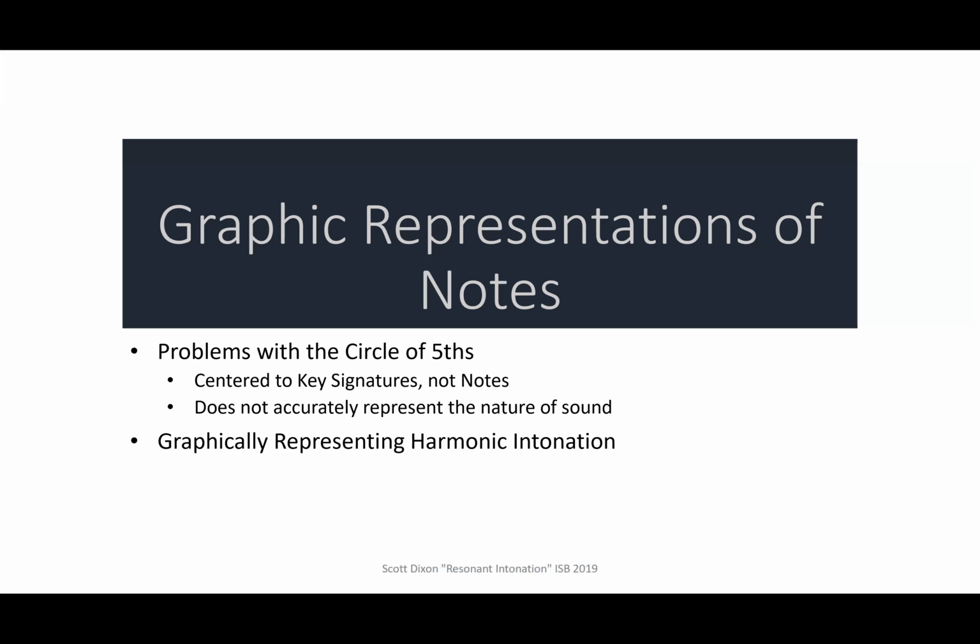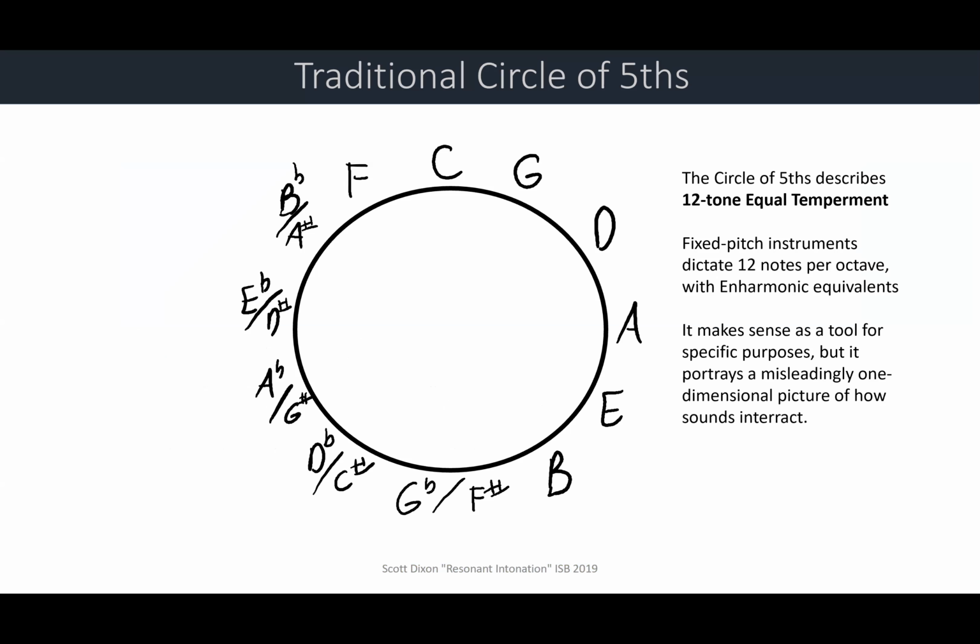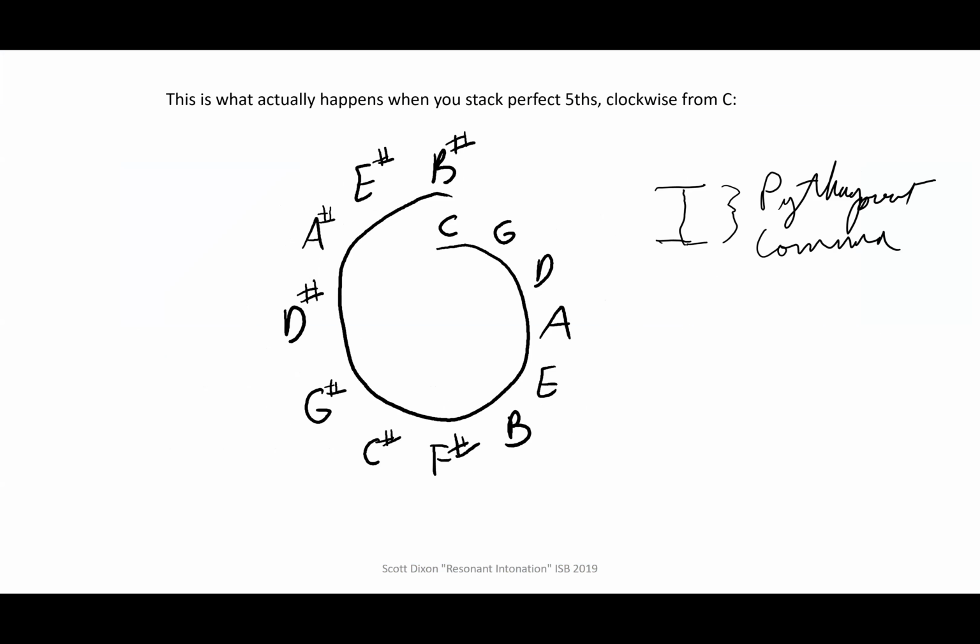I got really frustrated with the fact that there's no way to graphically represent what happens in intonation, right? So I'm going to just blow through this, bear with me. The circle of fifths represents 12-tone equal temperament. The circle connects, and harmonics are equal. Got it? Moving on. This is what really happens when you stack perfect fifths.